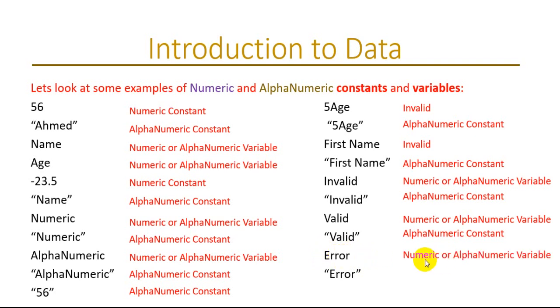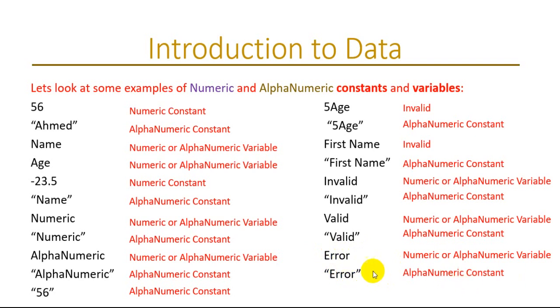It can be a numeric variable or an alphanumeric variable depending on whether you are putting a number into that or an alphanumeric into that. Same as valid. Okay. So this is not an issue. This is not an error. This is not a problem. Even though it says error, it follows the proper naming convention in labeling a name. I'm not asking you to name your variables like this. I'm just giving an example here. Okay. Right. Then let's look at the word error in double quotes. This is an alphanumeric constant.